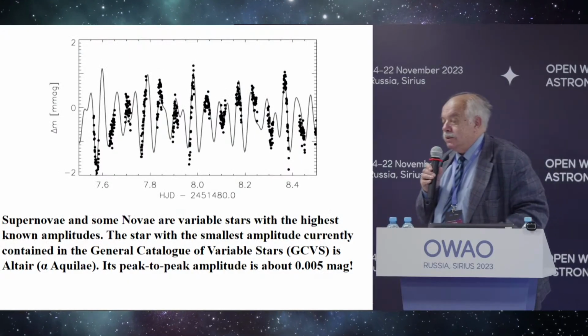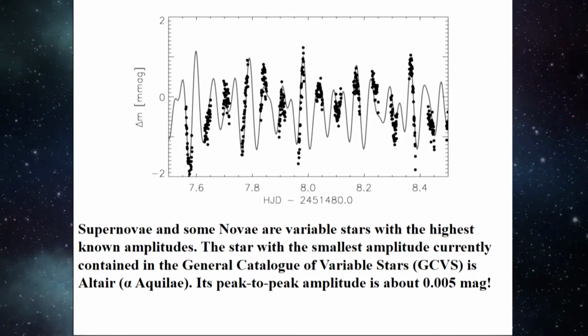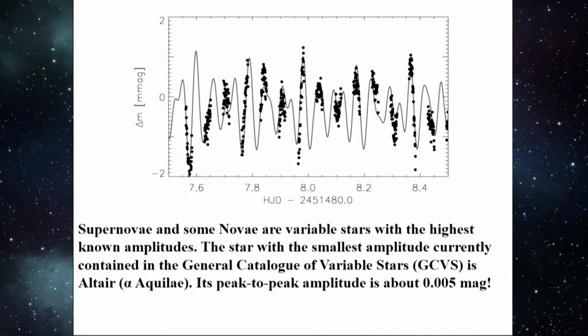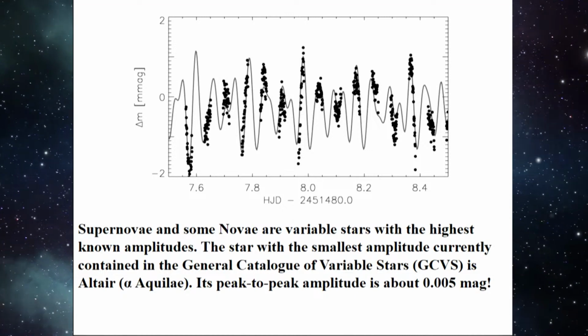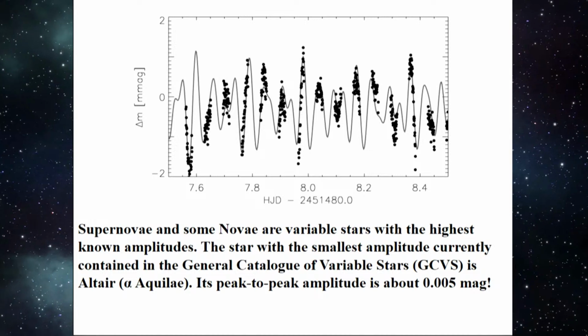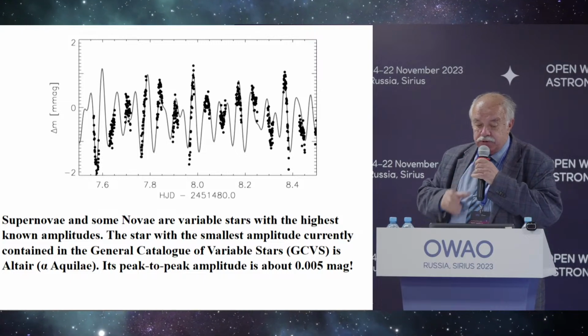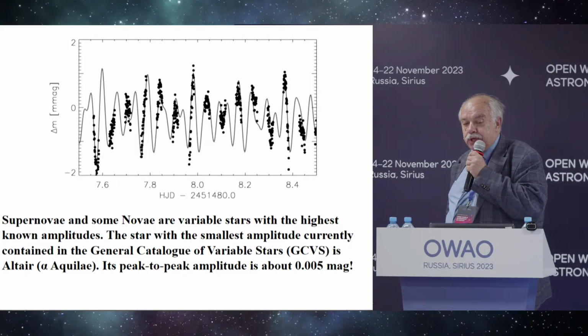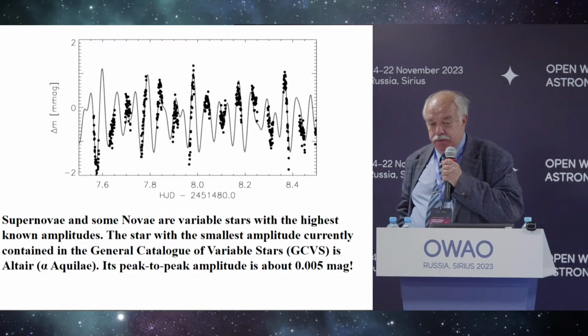It is so beautiful. These are stars with very large amplitudes, but there are also stars with small amplitudes. I represent here the general catalog of variable stars. I'll tell about it slightly later. But by now, in our catalog, the smallest amplitude variable star is Alpha Aquilae, the brightest star in the constellation of Aquila. And its peak-to-peak amplitude is about 0.005 magnitudes.